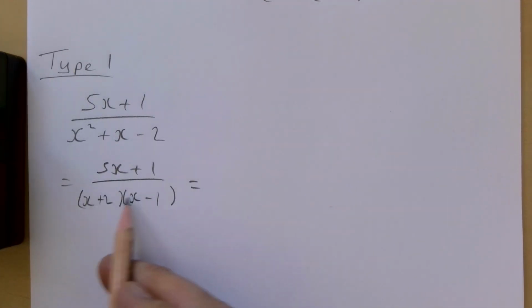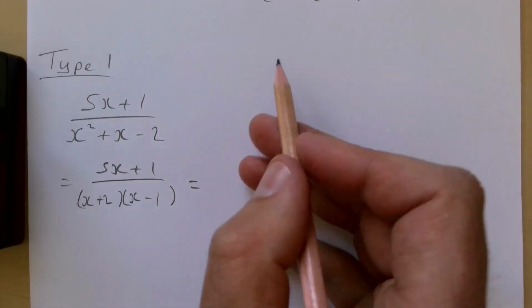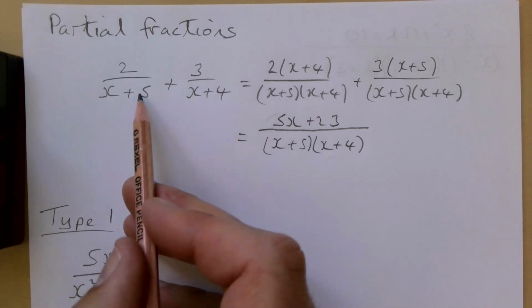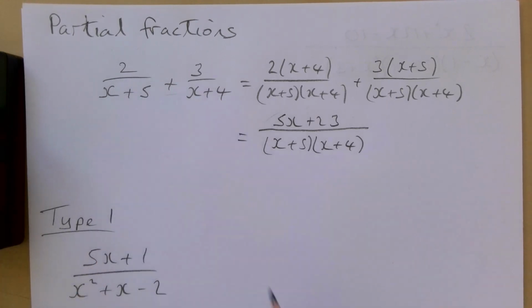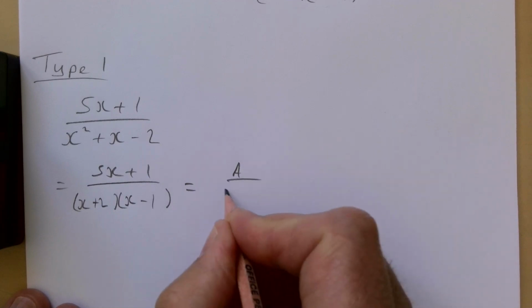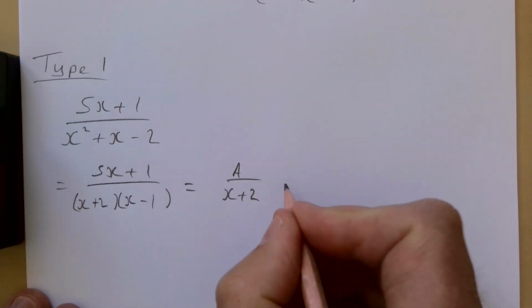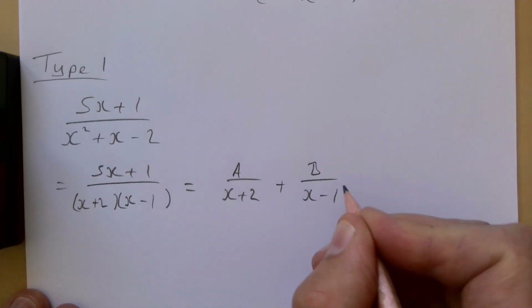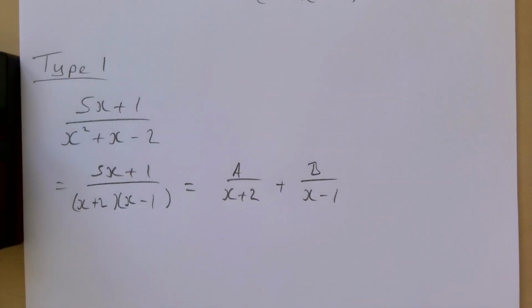So we're going to have two linear factors, as you can see from the example just above, where if you have x plus 4 and x plus 5 here, over here it's going to be two separate bits. So the way we set it up is as follows. We go for A over x plus 2 plus B over x minus 1. And it's our job to work out what A and B are.